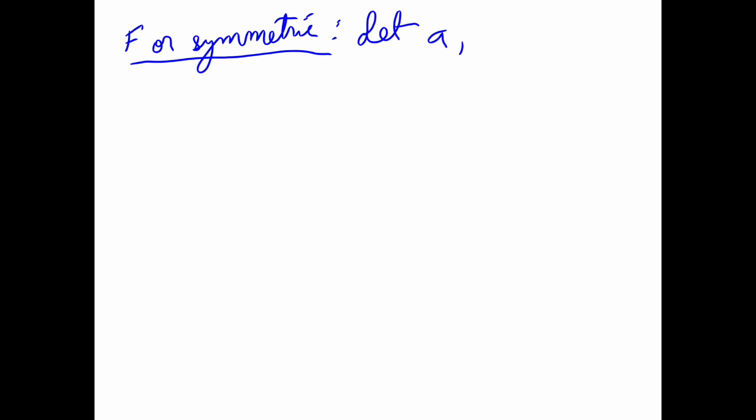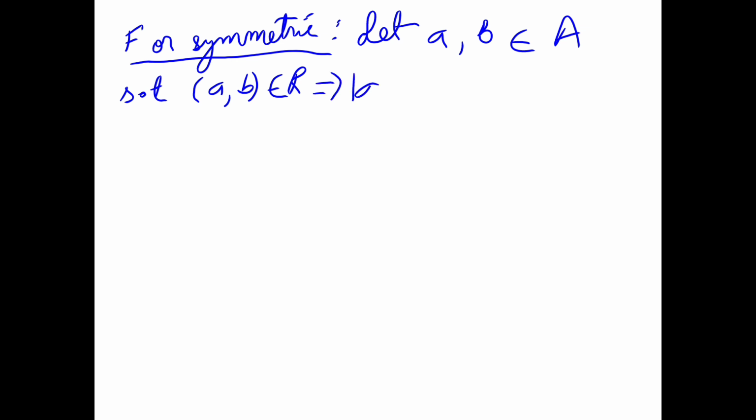Let A, B belong to A. Then we take the pair A to B, and such that A is related to B. A is related to B means the modulus of A minus B is even. So A minus B is even, and then B minus A should also be even.